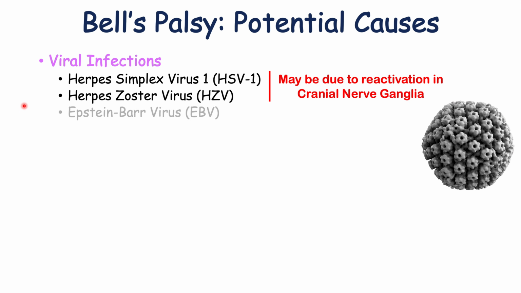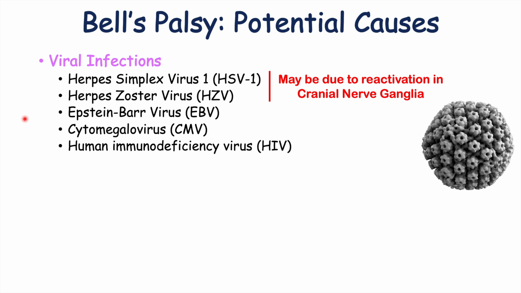Some other potential viral infections that may cause Bell's palsy include Epstein-Barr virus infections, cytomegalovirus infections, and infection with human immunodeficiency virus, or HIV. And there is some new evidence showing that infection with SARS-CoV-2, the virus that causes COVID-19, may also lead to or increase the risk of getting Bell's palsy as well. It also has been shown that certain vaccinations may increase the likelihood of Bell's palsy.